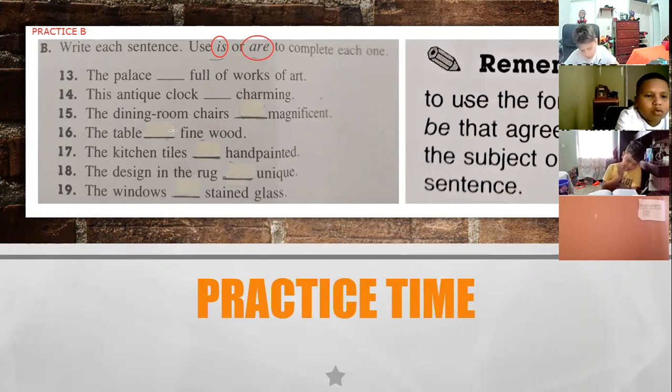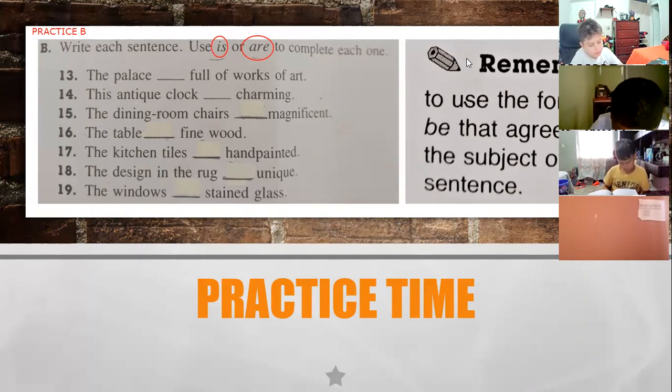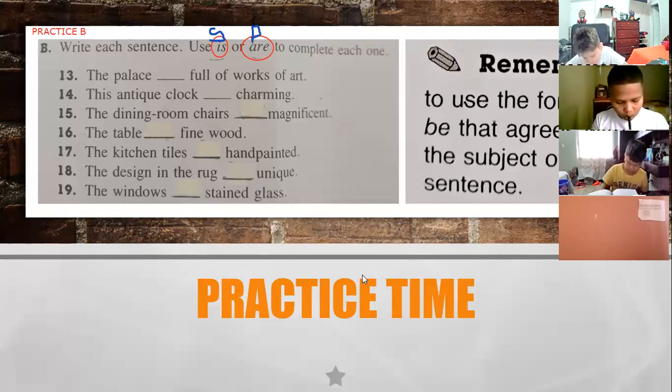So all of them are in the present. What is your clue? Your clue needs to be the subject. The subject is before the line. If the subject is singular, you are going to use is. If the subject is plural, we use are.